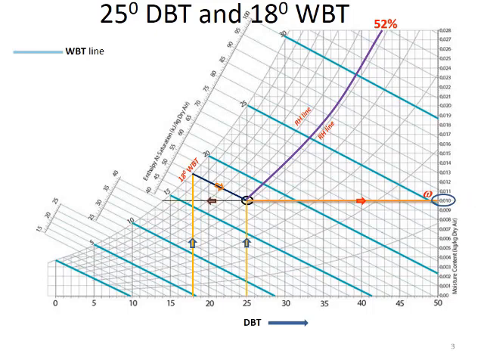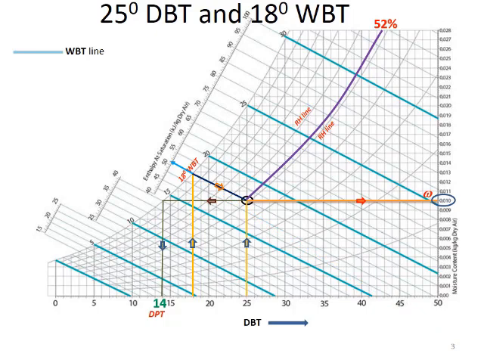And if you want DPT, go to the right from that point and then come down, and that indicates the dew point temperature at that condition. So this is how you have to locate a point and find out the other property values using the psychrometric chart.